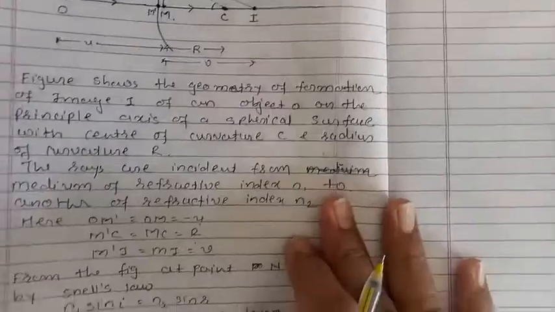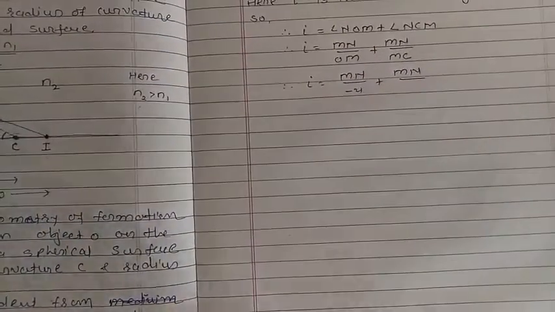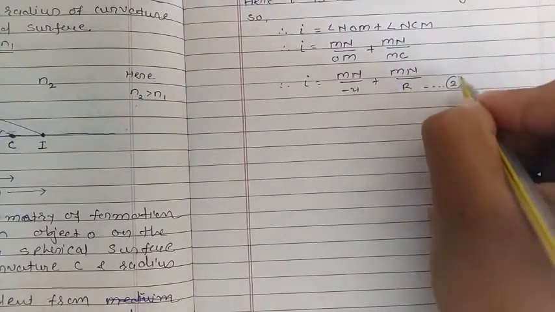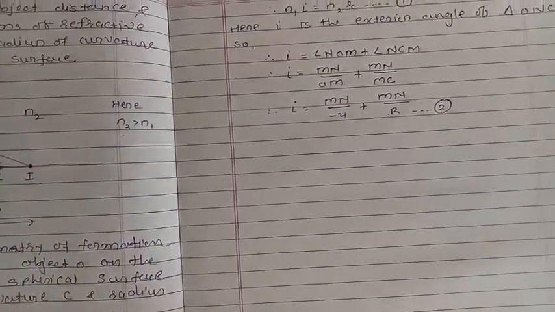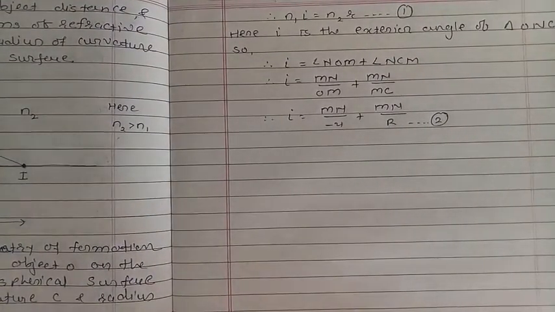We know the value of MC. MC is equal to R. So here R. This is our equation number 2, so we find the value of I. Now we have to find out the value of R.